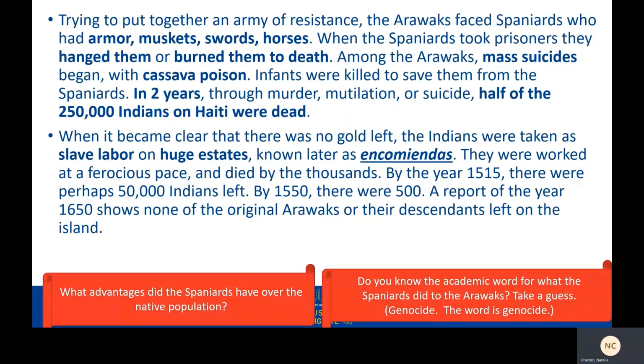When it became clear that there was no gold left, the Indians were taken as slave labor on huge estates, known later as encomiendas. They were worked at a ferocious pace and died by the thousands. By the year 1515, there were perhaps 50,000 Indians left. By 1550, there were 500. A report of the year 1650 shows that none of the original Arawaks or their descendants were left on the island.